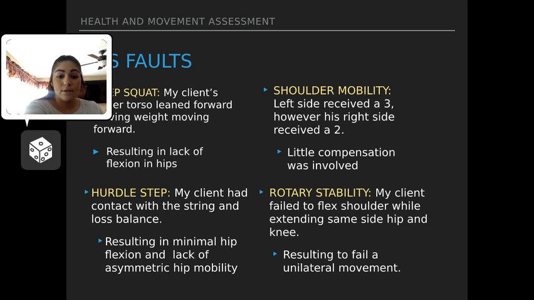Rotary stability: my client failed to flex his shoulder while extending the same-side hip and knee, resulting in failing a unilateral movement.